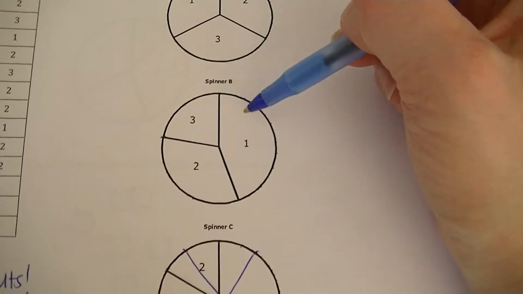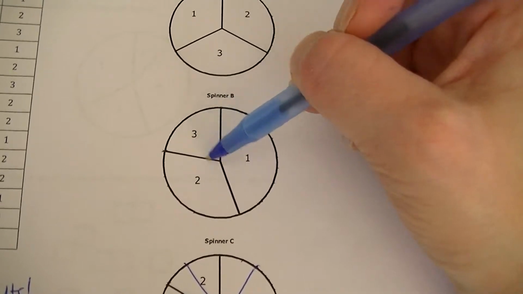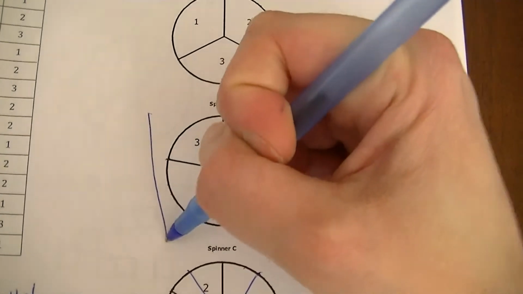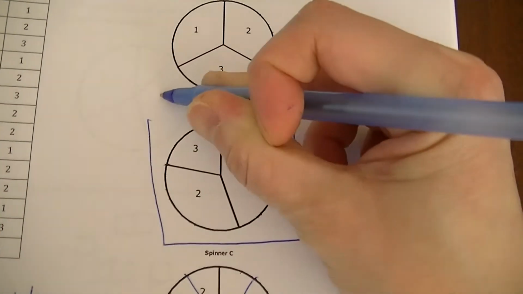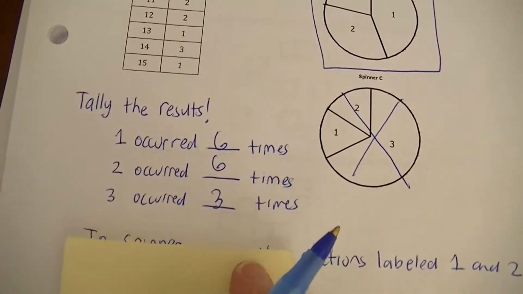Now look at spinner B. Oh, 1 and 2 are about the same size. 3 is smaller than 1 and 2. So that's why spinner B is your answer. Okay? Because it matches this information right here.